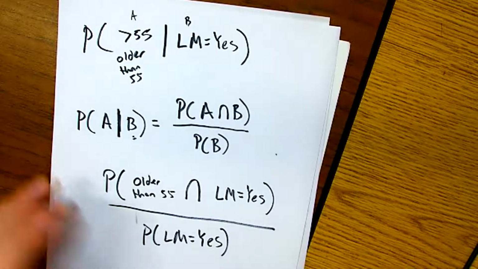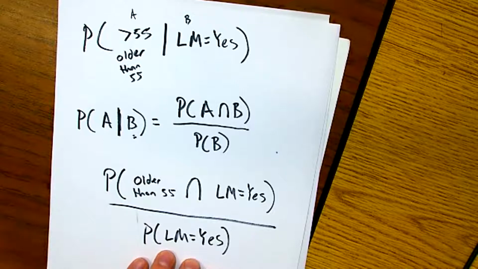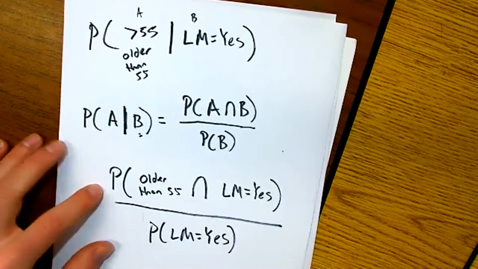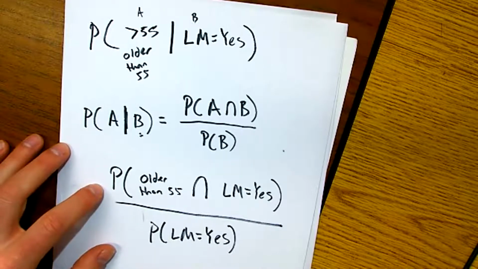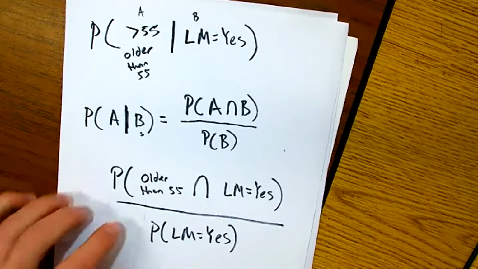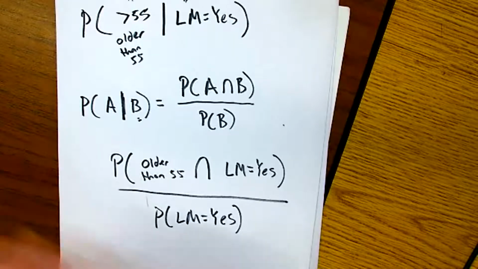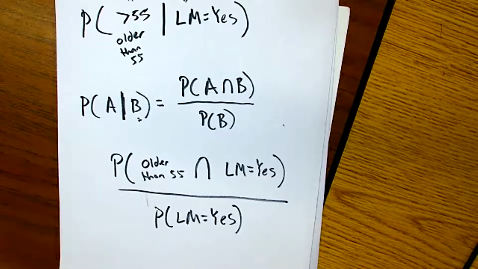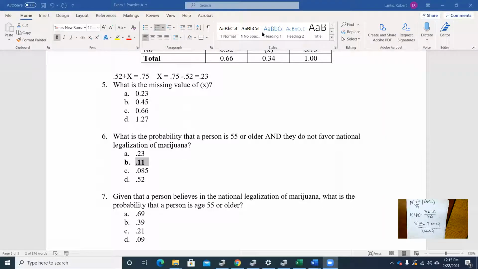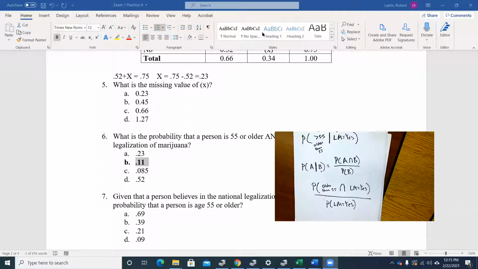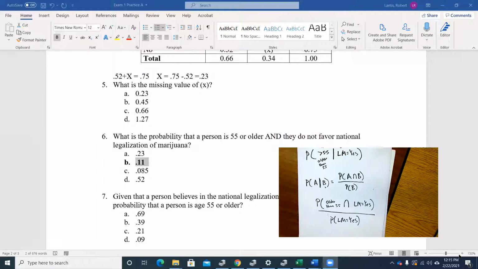What this is really saying is: take all the people who want it legalized, and what proportion of them are also older than 55? Okay? Well, we can find these two things from the table. So let's go back, and I'll share my screen. But I'll leave this up down here in the lower corner, so if you're still writing some things down, we'll have it up there as we look at this.